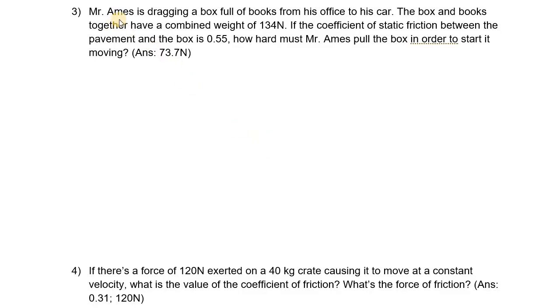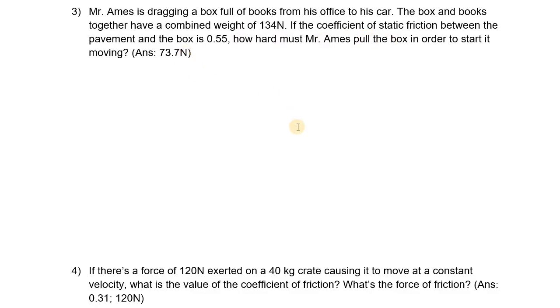It says Mr. Ames is dragging a box full of books from his office to his car. The box and his books together have a combined weight of 134 newtons. If the coefficient of static friction between the pavement and the box is 0.55, how hard must Mr. Ames pull the box in order to start it moving? Okay, so it looks like we're trying to actually pull it to get it to start to move.